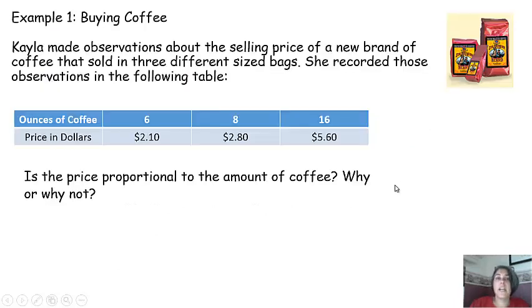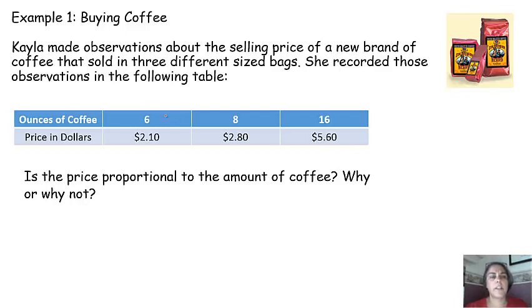This is the first example that after we read it over together, I'm going to have you try it on your own. It says, Kayla made observations about the selling price of a new brand of coffee that sold in 3 different sized bags. She recorded those observations in the following table. 6 ounces of coffee was $2.10, 8 ounces was $2.80, and 16 ounces was $5.60. Is the price proportional to the amount of coffee? Why or why not? Take a minute, pause the video, try it out, come on back.